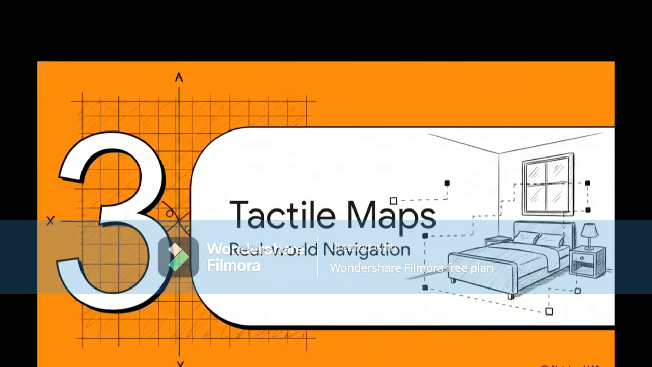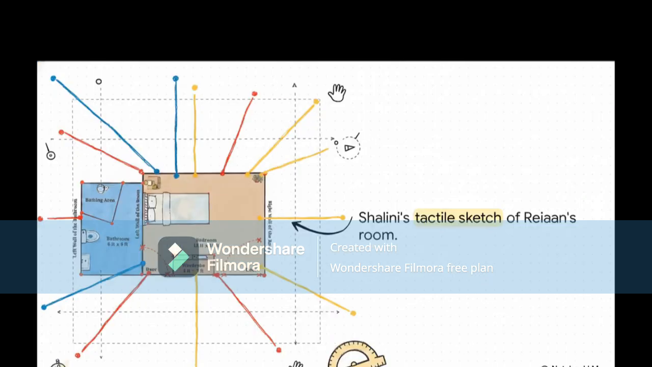All right, Section 3, navigating through tactile maps. Let's bring this abstract math down to a deeply human level. Let's look at an incredibly brilliant real-world application of this. Imagine moving to a brand new house, but you have a visual impairment. That is exactly the challenge a student named Rian was facing.